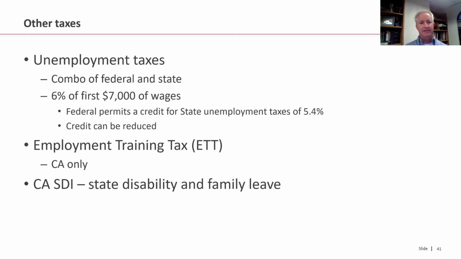So technically what happens is the federal government charges 6% of the first $7,000 of wages for unemployment taxes. However, the federal government also permits a credit to what you pay to the state of up to 5.4%. So what that means is you take that 7,000 of wages, a big portion of it is going to the state and a very small portion of it is going to the federal government, but they work in tandem with these unemployment trust funds to help pay for unemployment when claims are filed. And as you can imagine, there was a lot of that during the COVID period.